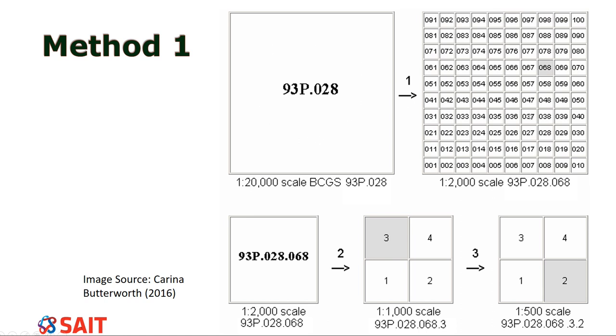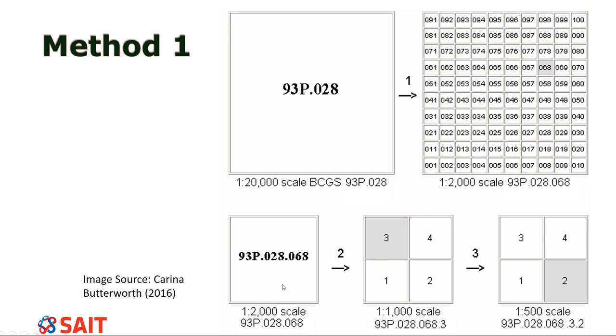it up into 100 pieces. So now I have a 1 to 2,000 scale. So I have 93P028068. So if I wanted this particular location, and I need a 1 to 2,000 scale, this is the cataloging number I would use. But that's not good enough for BC. BC's really going to show up Alberta.